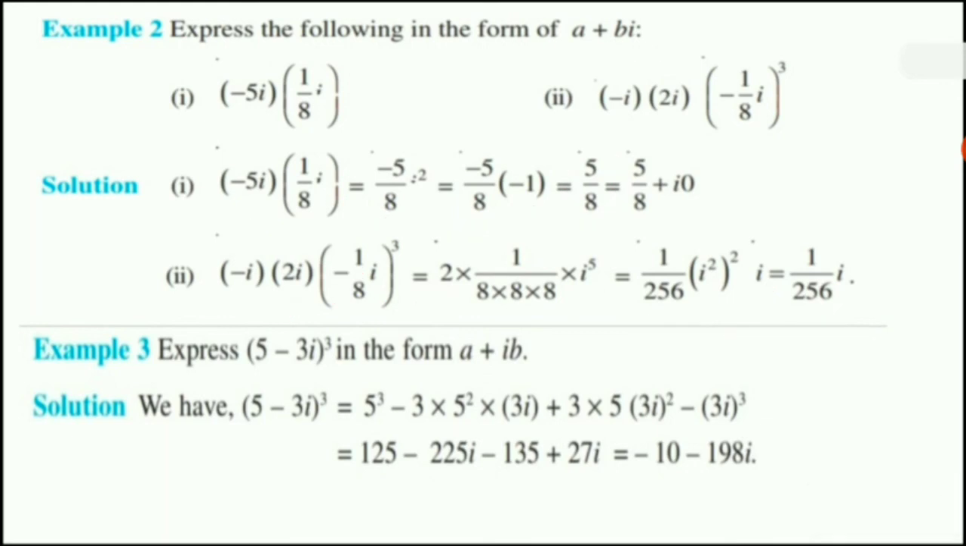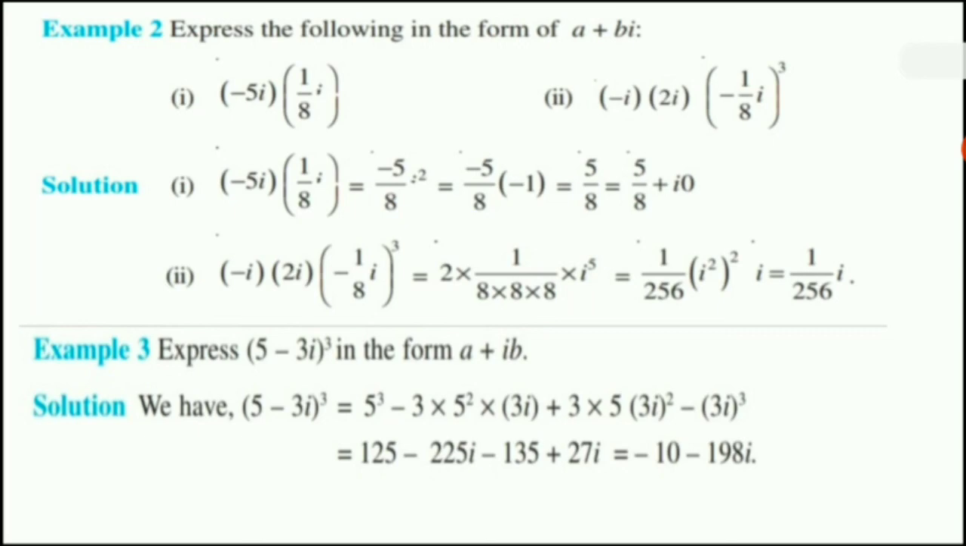Express (5 minus 3i) whole cube in the form of a plus ib. Very simple. Okay, now solution. We have (5 minus 3i) whole cube equals (a minus b) whole cube form. So a cube, that's 5 cube, minus 3 into a square b, that's 5 square into 3i, plus 3 into a b square, that's 5 into (3i) whole square, minus b cube, that's (3i) whole cube.